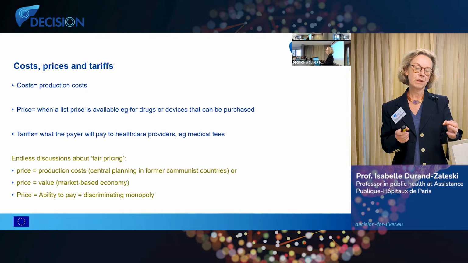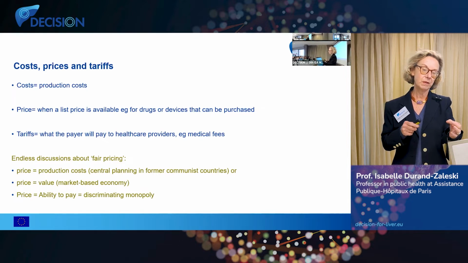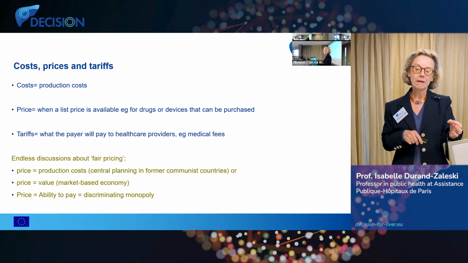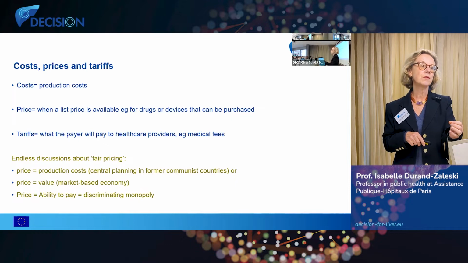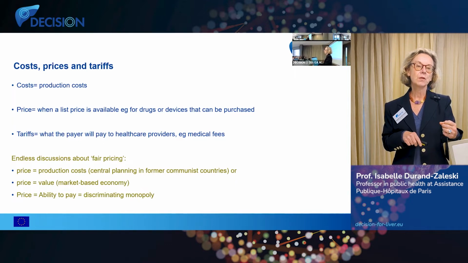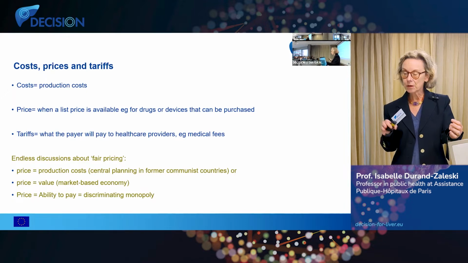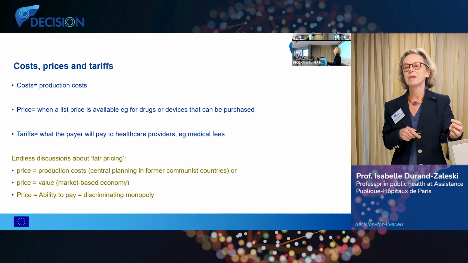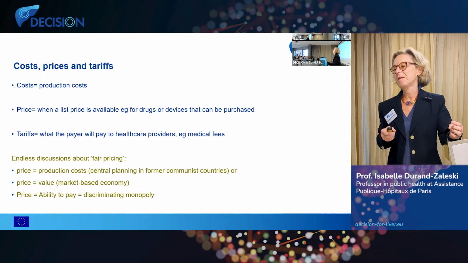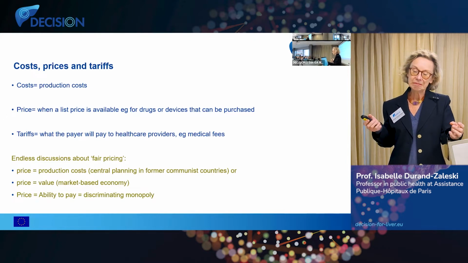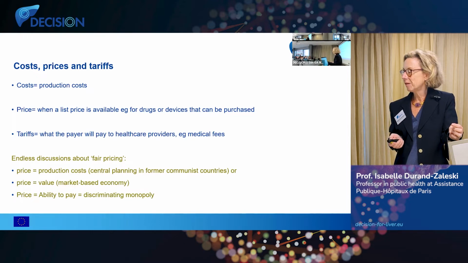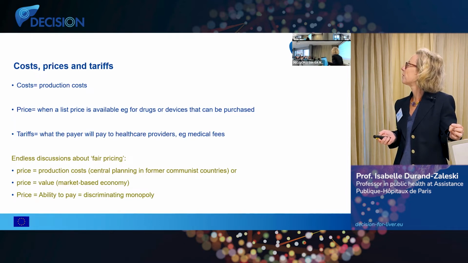And there are other countries, and these tend to be more the Bismarckian countries, where the variable of adjustment is the price negotiation. So you first decide on reimbursement: this drug has value to the population, so it will be covered. And now we negotiate on price. And you try to get as low a price as possible, given the expectations of the manufacturer.